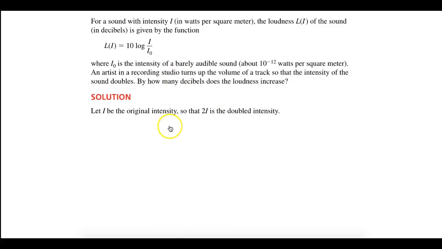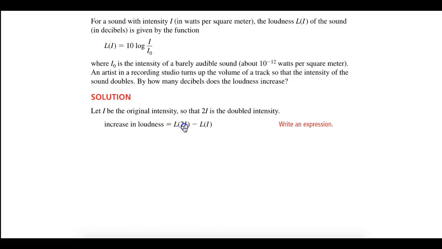Now let's go ahead and plug these into our equation. So we want to know by how many decibels the loudness increases. Well, the increase is just the change in the loudness. So it's going to be the loudness with the doubled intensity minus the loudness of the initial intensity. So this is going to be our expression right here. We're going to find the loudness of 2I minus the loudness of I, where I is our original intensity and 2I is the doubled.